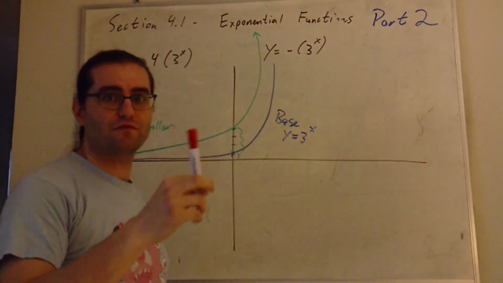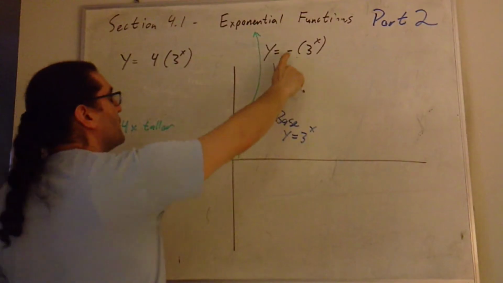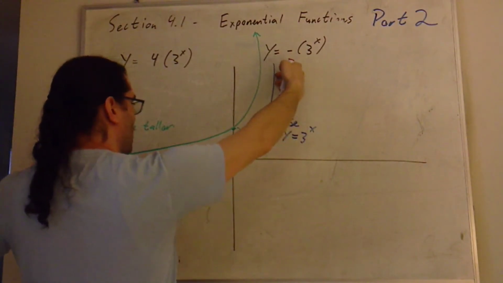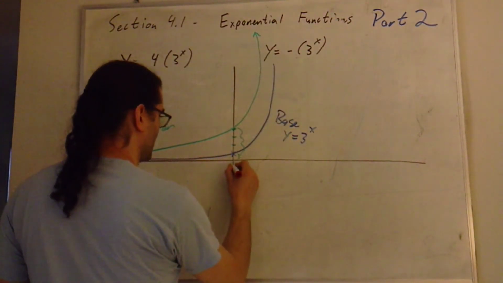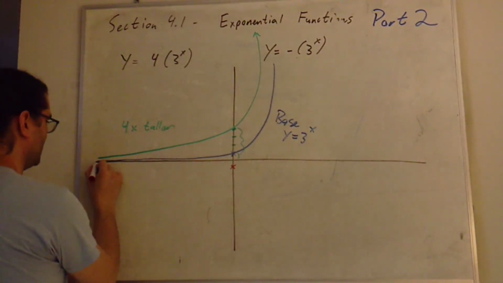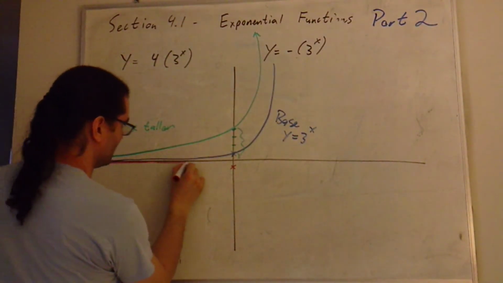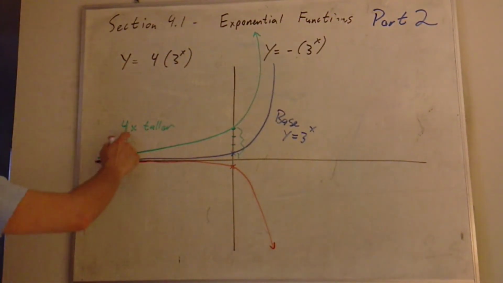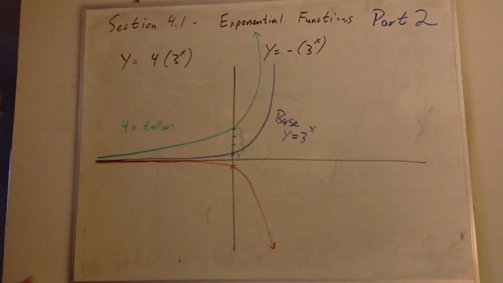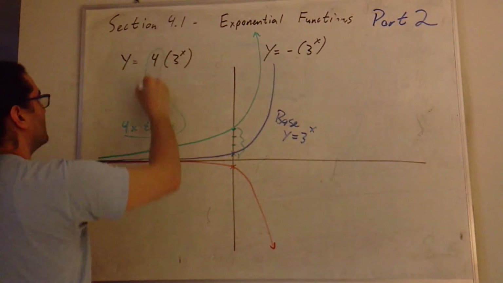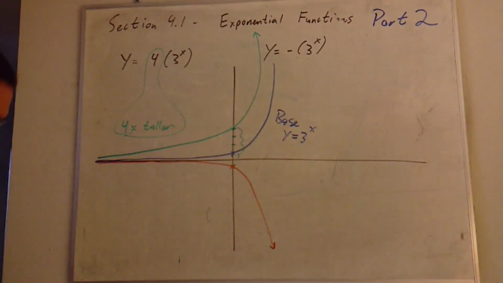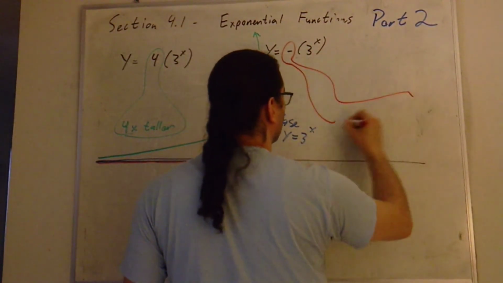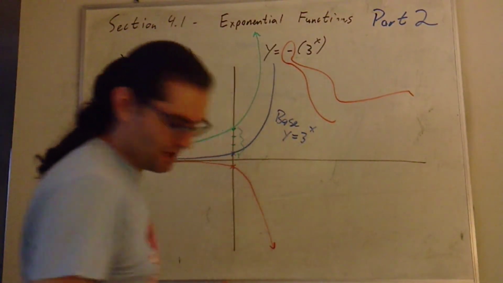We'll get red for the negative. Multiplying by a negative means whatever these y values were, we're going to make them all negative. So that's going to cross the axis down here. It's still going to have the same horizontal asymptote. It's going to go down instead of up. So this is the 4x taller transformation. This should have written words before I tried to draw that shape.